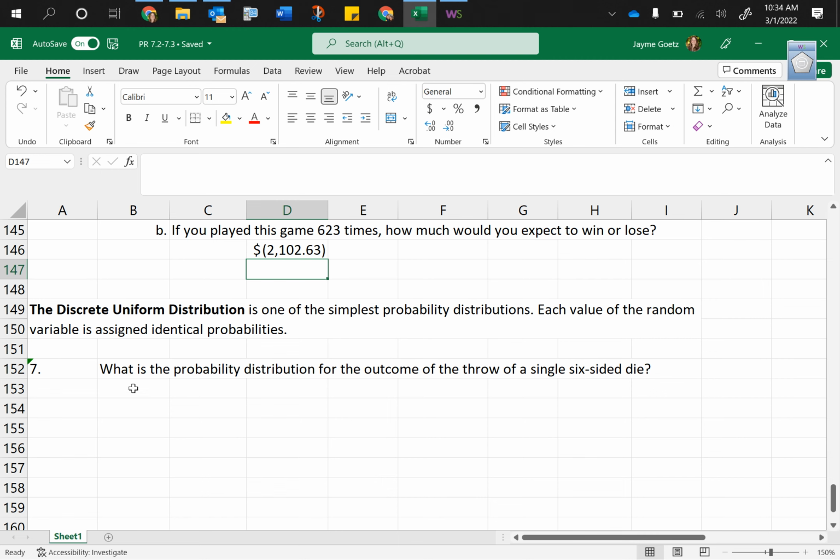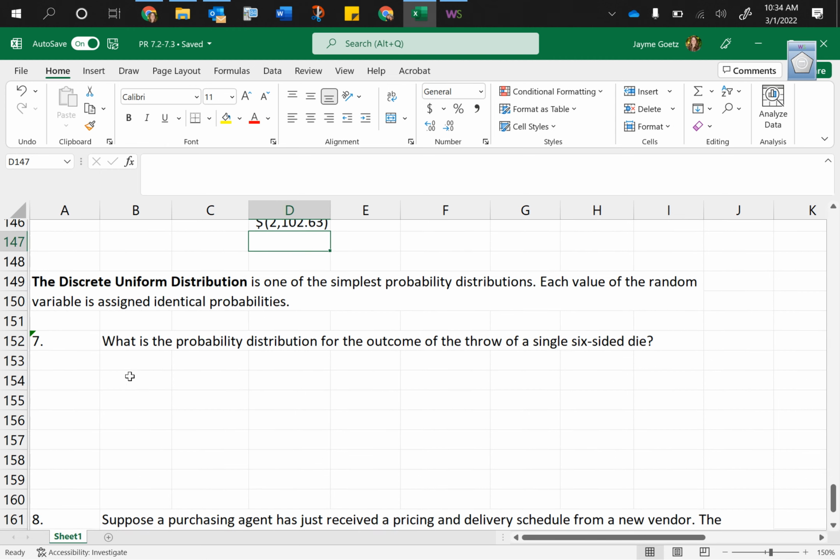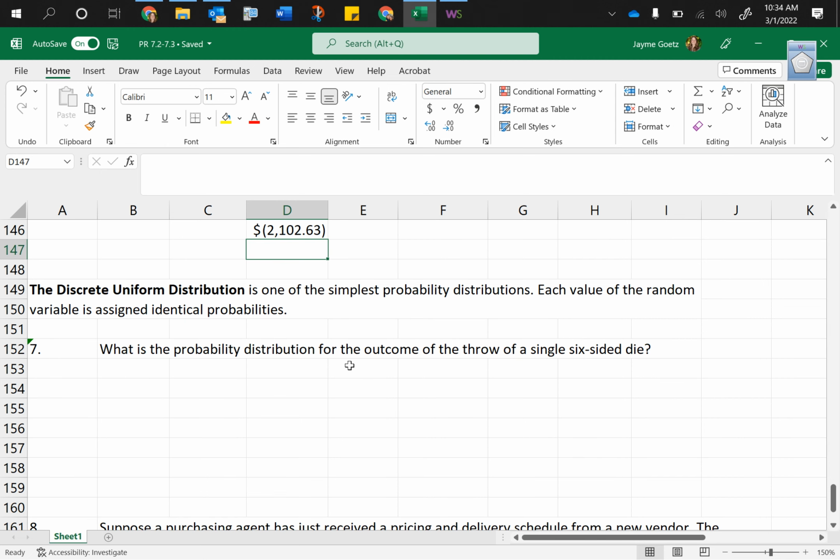So, number 7, what is the probability distribution for the outcome of the throw of a single 6-sided die? We're going to create a probability distribution. We're going to have x, and we're going to have p of x. Now let's talk about what x represents. If I'm rolling a die, what are my possible outcomes? 1, 2, 3, 4, 5, 6.